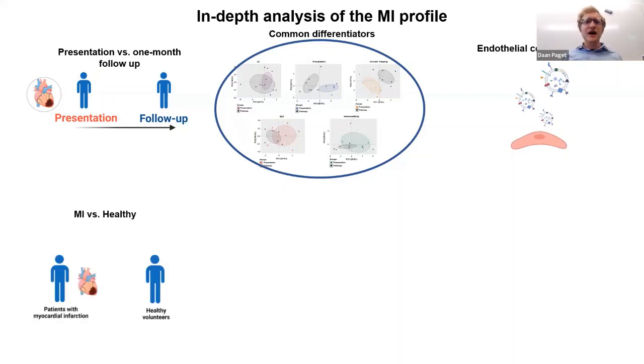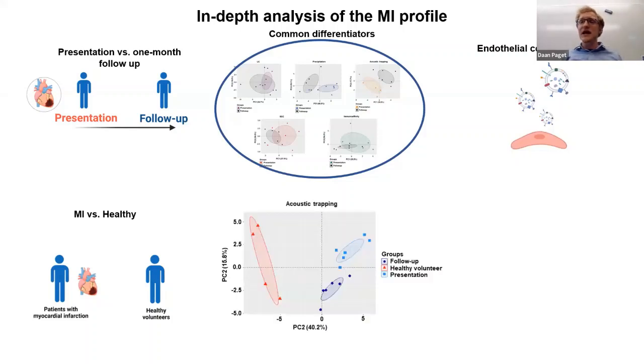Similarly, because we have healthy volunteer data and MI data, we wanted to see, well, what happens if we compare the two? Can we differentiate between a healthy person, an acute phase MI patient, and a 1-month follow-up MI patient? And so here you can see what that looks like for acoustic trapping, where we can see a clear separation between the 3 groups. So we have our healthy volunteers on the left, then we have our presentation at the top right, and then the 1-month follow-up patient in the bottom right. And so we can see a clear difference.